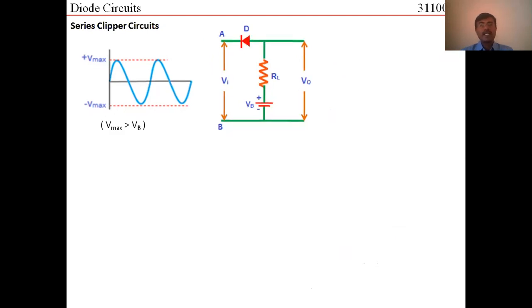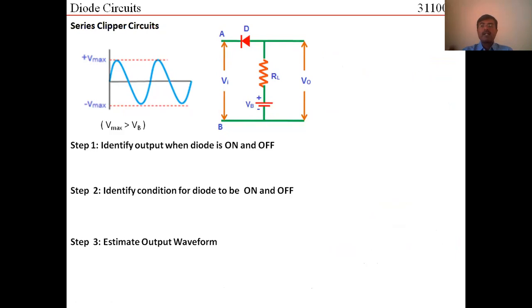This is again an example of a series clipper where I am again introducing a DC voltage source and a diode, but compared to the previous circuit, I have changed the position of the diode. I have made the position reversed. At this point, I would like you to solve this circuit. Solving this circuit, we need to work in these three steps.